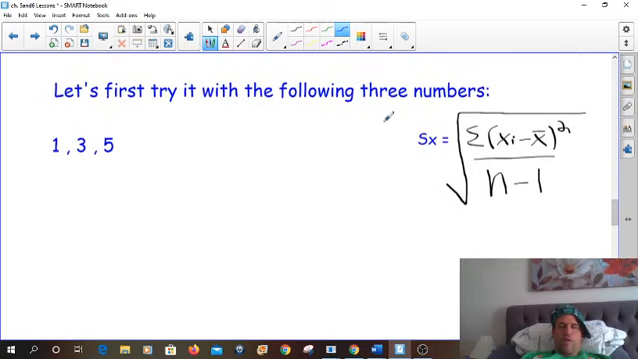Okay, let's first try with the following 3 numbers: 1, 3, 5. What do you guess the standard deviation is? Make a guess. Just guess. Let's see if you're right.